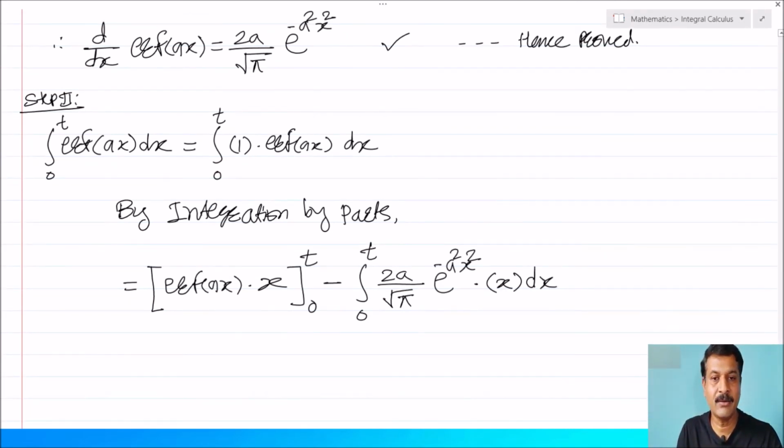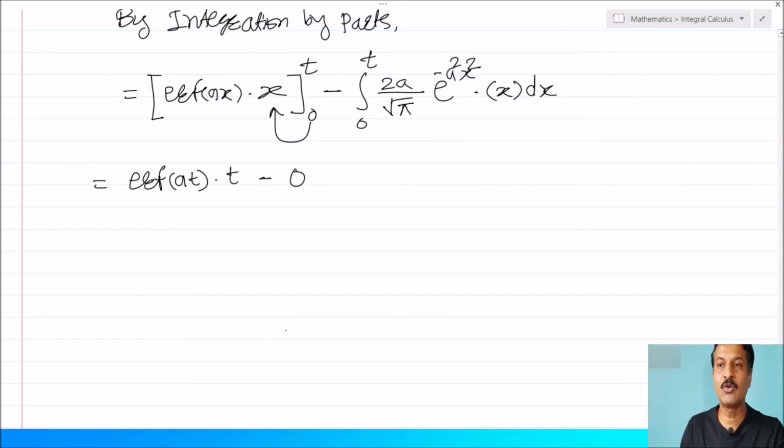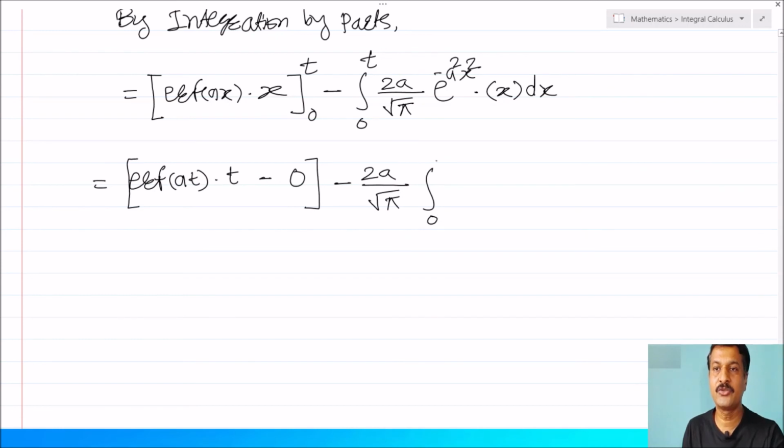So evaluate this one now, simplify this. The upper limit here is t and the lower limit is 0, so upper limit minus lower limit. I am getting the error function of at, because x is replaced by the upper limit t, times t, minus the lower limit. For x equal to 0, the value is 0. Now minus, simplify this one. The constant term you take outside, so 2a by root pi outside, the integration from 0 to t of e raised to minus a square x square into x dx.